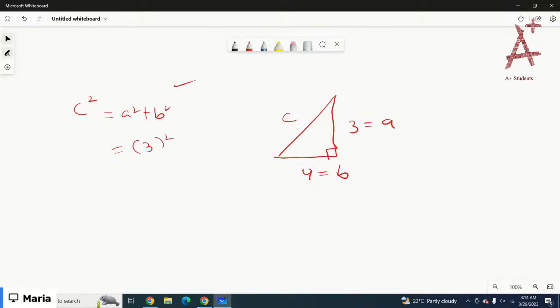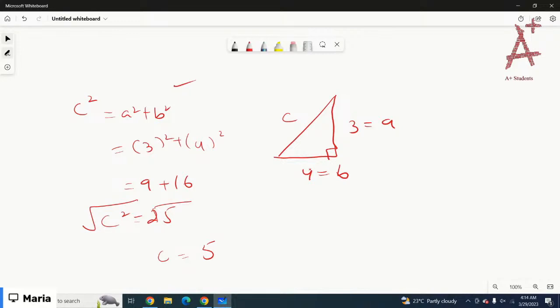Okay, you have 3 square plus 4 square. 3 square is 9, 4 square is 16. And 16 plus 9 is 25. Square root both sides, so we know that the square root of 25 equals 5, so C equals 5.